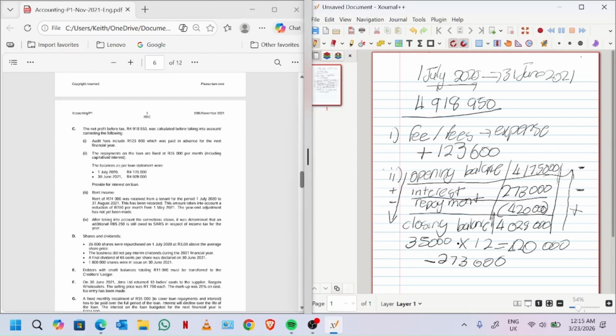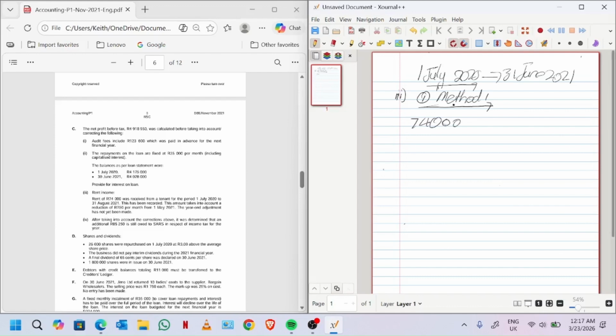And so the third one is the rent. It says rent of 74,000 Rand was received from a tenant for the period 1 July 2020 to 31st August 2021. This has been recorded. That's very important. This amount takes into account a reduction of 750 Rand per month from 1 May 2021. The year-end adjustment has not yet been made.